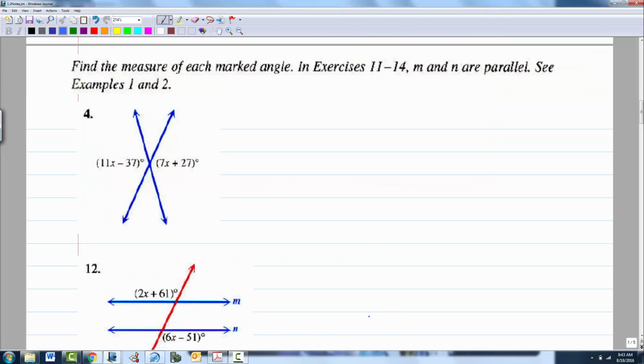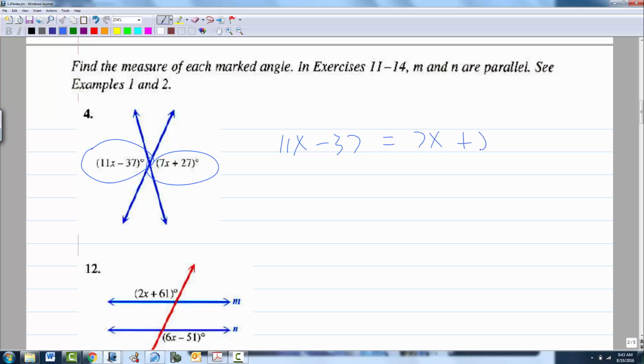What's the relationship in number 4 that I cut out of the book? What are these two angles? What are they called, by the way? Vertical. What do you know about vertical angles? They're congruent. So what do I do with these two expressions? Set them equal. And then I don't care. I'm going to do it.